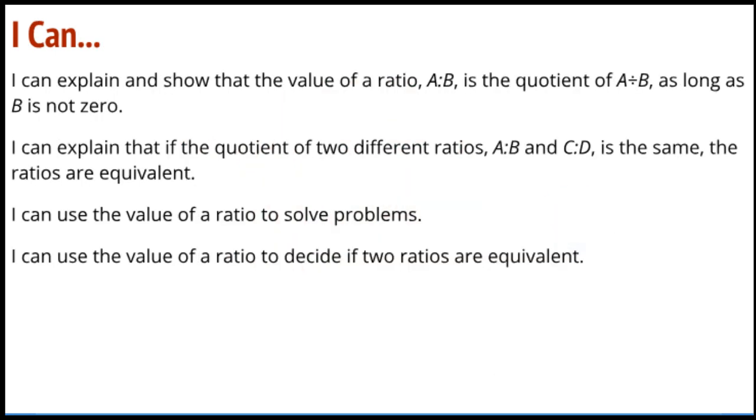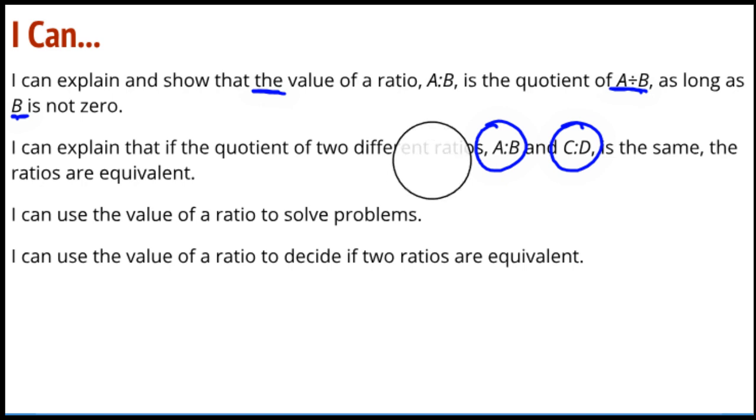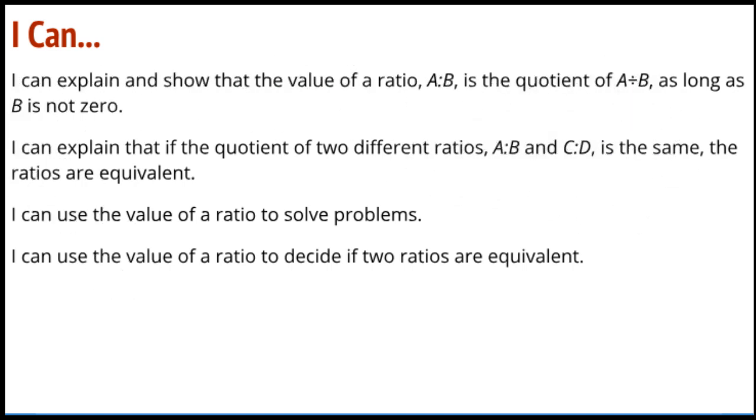All right, I can show and explain that the value of a ratio A to B is the quotient of A divided by B. So to find the value of a ratio, it's a division problem. And we have to clarify that B cannot be 0, because, of course, we can't divide by 0. I can explain that if the quotient of two different ratios, for example a ratio A to B and a ratio of C to D, is the same after I do the division, the ratios are equivalent. So we're looking at what happens when we divide.